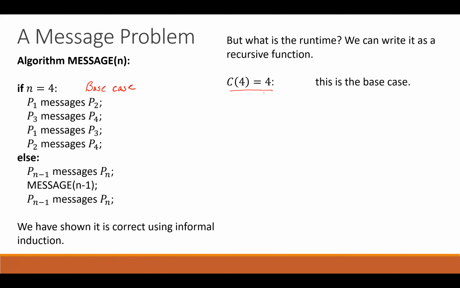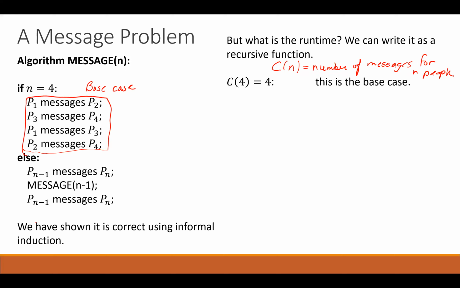So like any recursive function, we need a base case. What we're going to say is that the function C represents the number of messages that I send for, in this case, 4 people. So C of n is the number of messages or connections for n people. Okay, so C of 4 is 4. We know that because we solved it explicitly, and also it's right here.